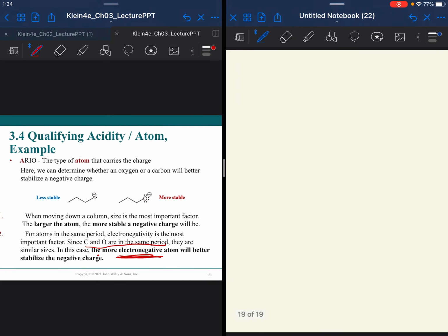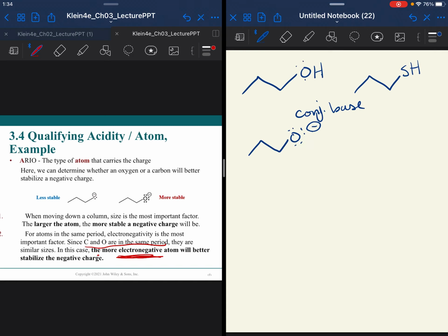So if we are comparing, and let's just stay in blue for now, it's just a lot of red. If we're comparing propanol with propane thiol, we're going to do the same thing. Draw the conjugate bases. We're going to remove a proton. That is going to give us another lone pair on that oxygen and a negative charge.